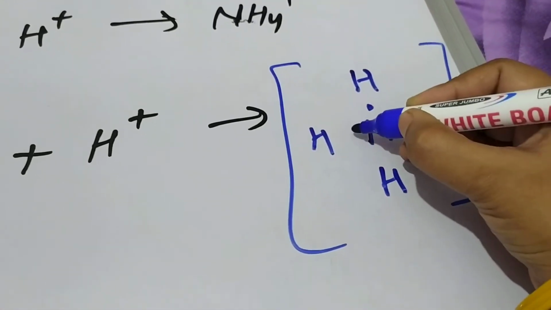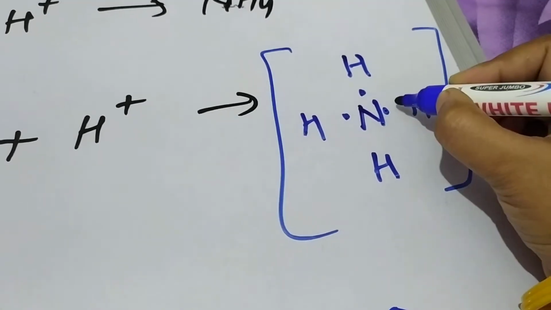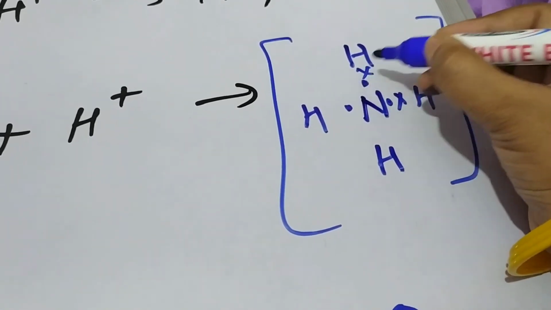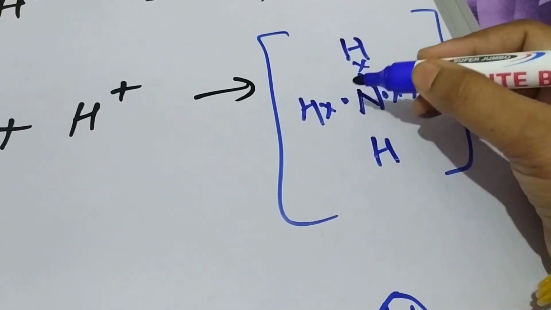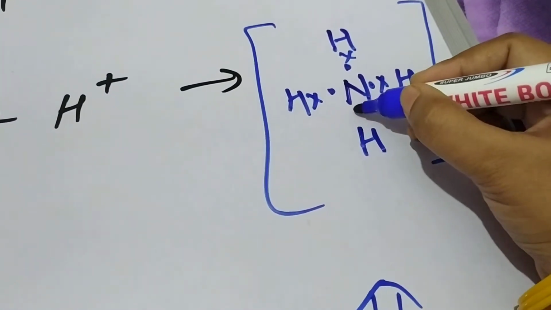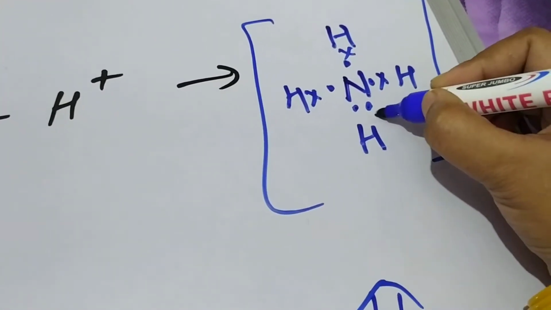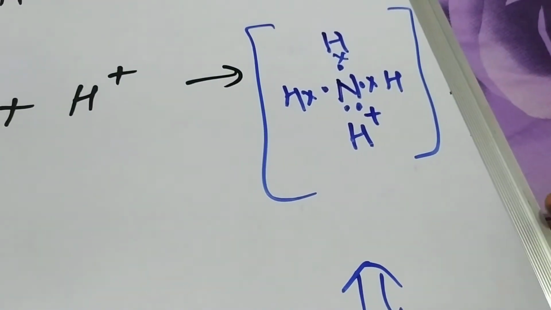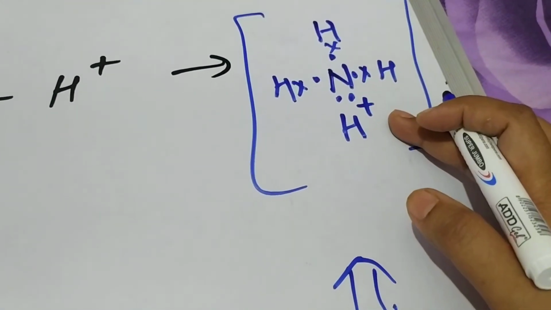Nitrogen has 5 electrons, so 1, 2, 3. These 3 are shared with 1 electron each of the hydrogen atoms. The cross depicts the electron of the hydrogen atom, and this one lone pair of electrons is given to this proton to stabilize this proton because it is devoid of 2 electrons.